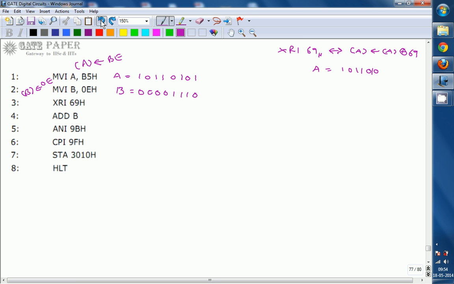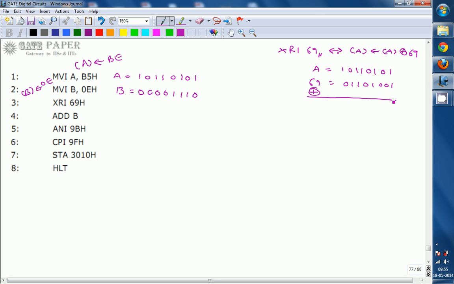So now A consists of 1011 and 0101. This is nothing but the B5 contents. A has B5 and 69 can be written as 6 is 0110 and 9 is 1001. Do the XOR operation over here. XOR operation means whenever the inputs are different, the output will be 1. Whenever the inputs are the same, the output will be 0.